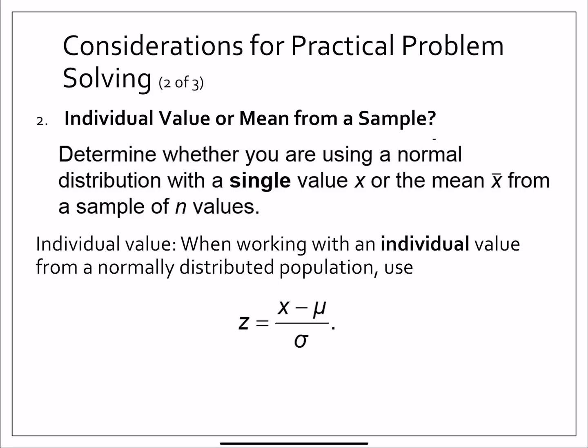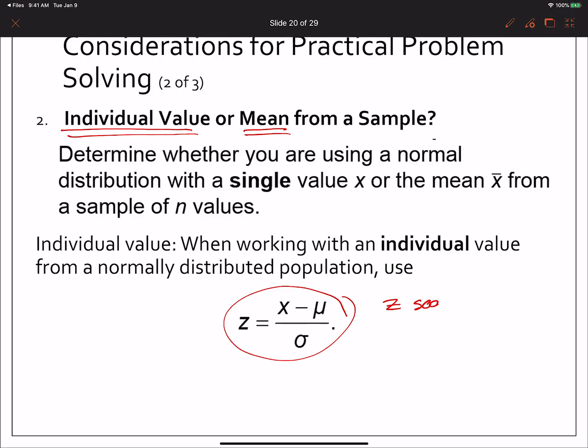The second thing we need to do is ask ourselves, are we trying to find information about a single value or about a mean? We already kind of talked about this, because when we're working with a single value, this is what we use for our z-score. So let's say you're trying to find the z-score of an individual person's height in our class. That's what you would do. You would do this here. So this would be the z-score of an individual person in our class.